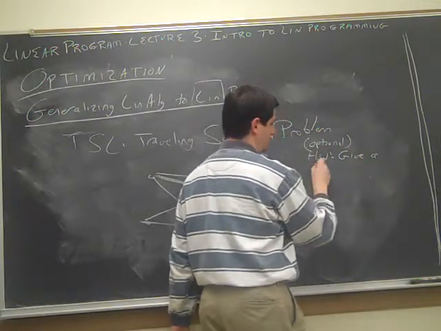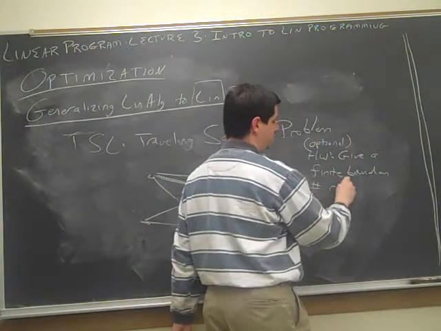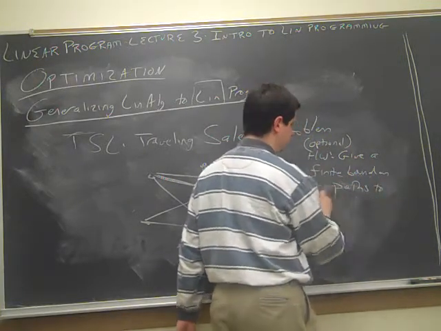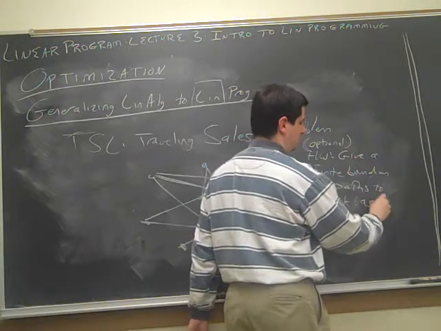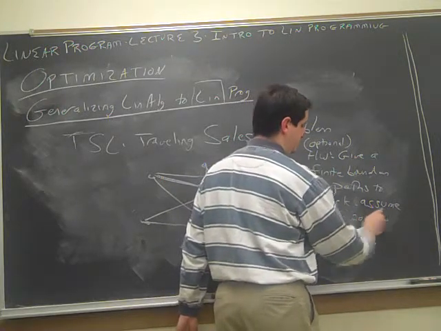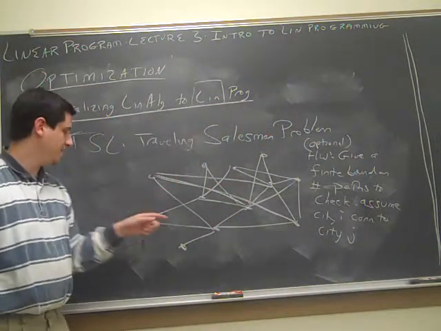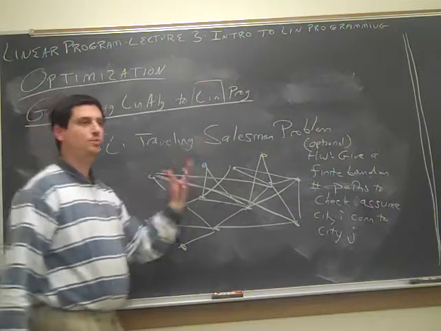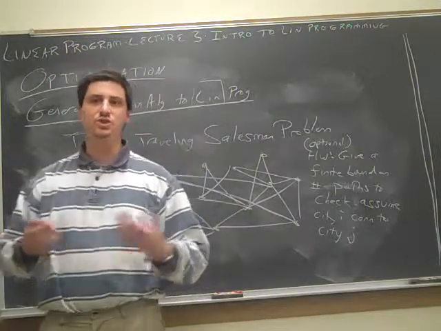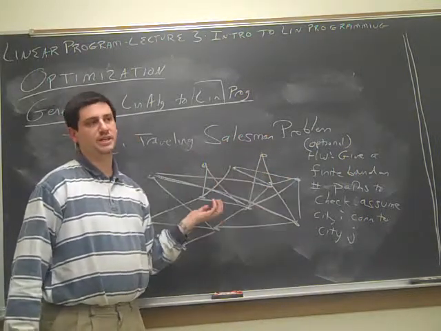give a finite bound on the number of paths to check. Assume city i is connected to city j, so that you can always get from any city to any city. So this map would not satisfy that, because I can't get from this city to this city. But assume all cities are connected, so you can always go from one city to another. You should be able to show there's only finitely many paths you need to look at in order to make sure that you've gotten to every city at least once.